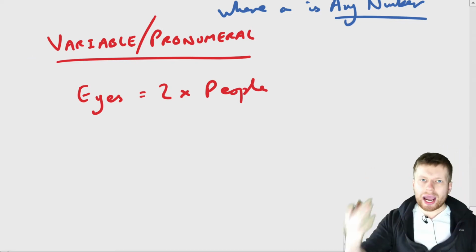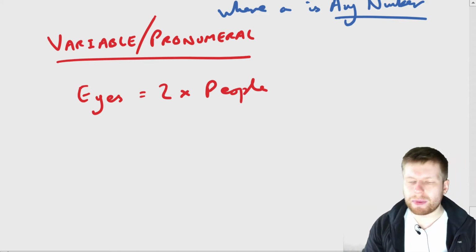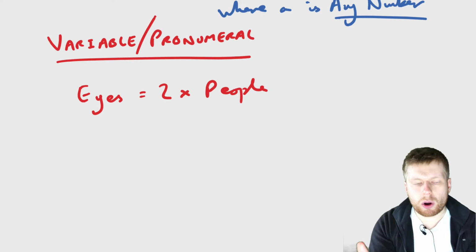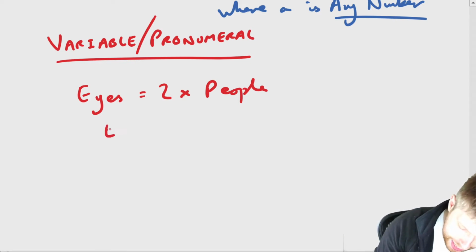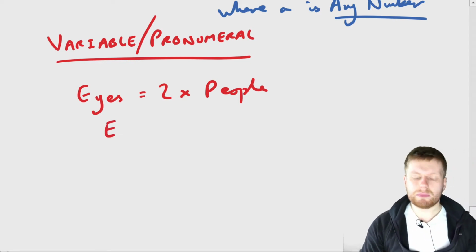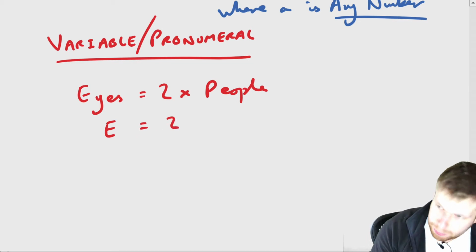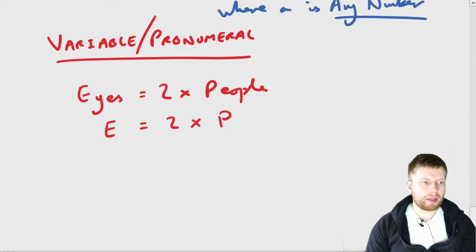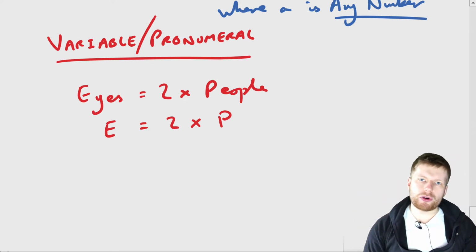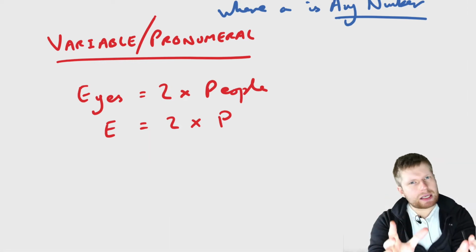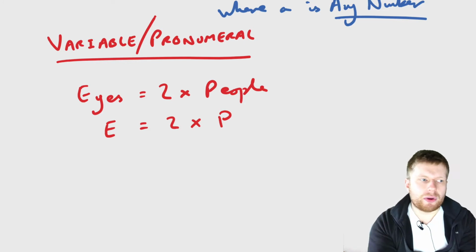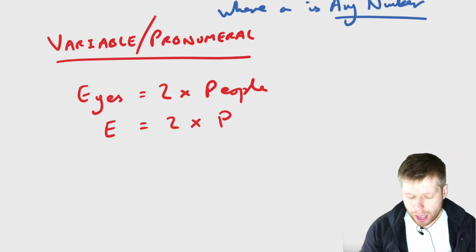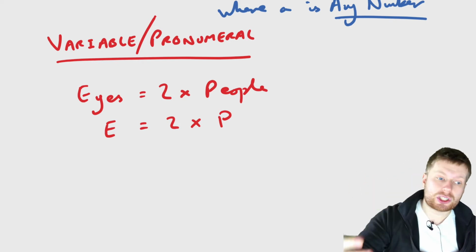So instead of writing eyes all the time and people all the time, I can just let a single letter represent that entire word, entire concept. So I'm just going to let E represent eyes, and I'm going to let P represent people. So this is where variables and pronumerals come in. Just think, it just represents a number or an unknown value. And we tend to just let a single letter equal that value because it's easier to write.